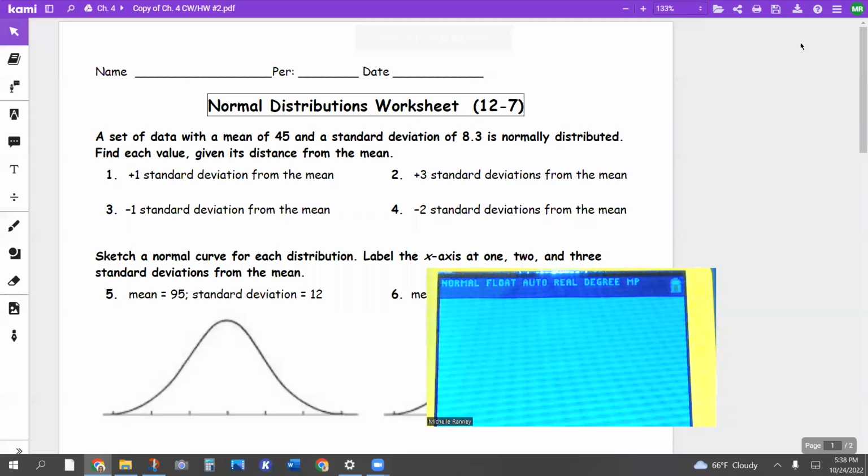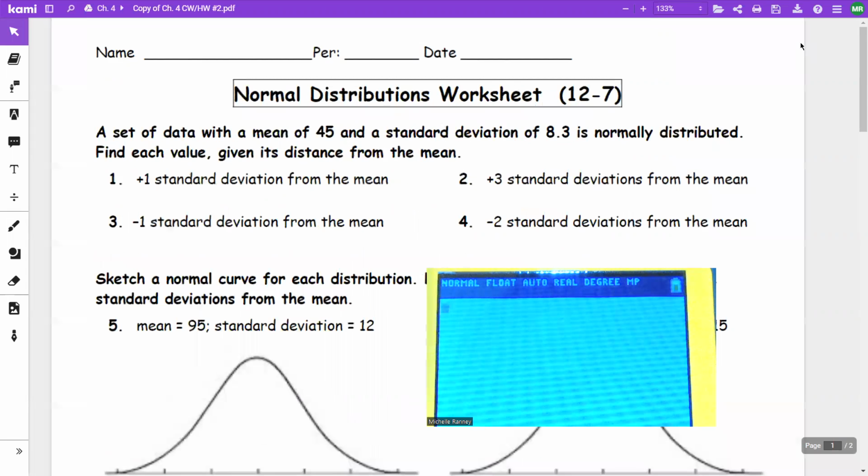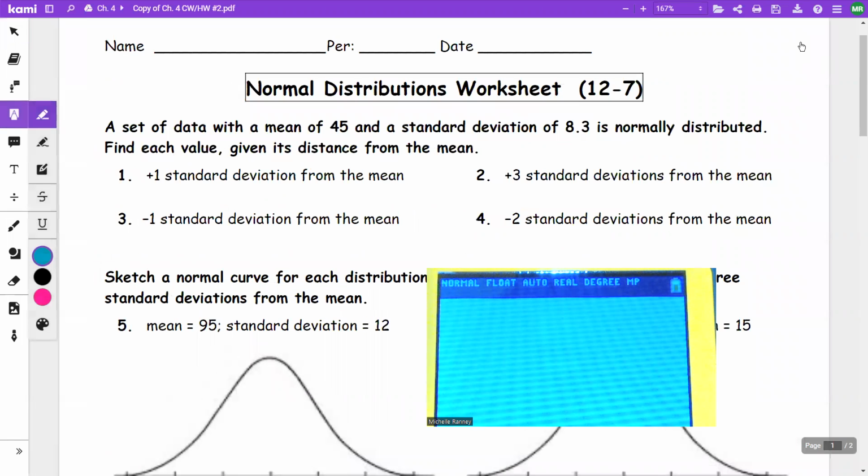So this video is for Integrated 3. This is the chapter 4 classwork/homework number 2 on normal distribution. On this, it says a set of data with a mean of 45 and a standard deviation of 8.3 is normally distributed. Find each value given its distance from the mean.